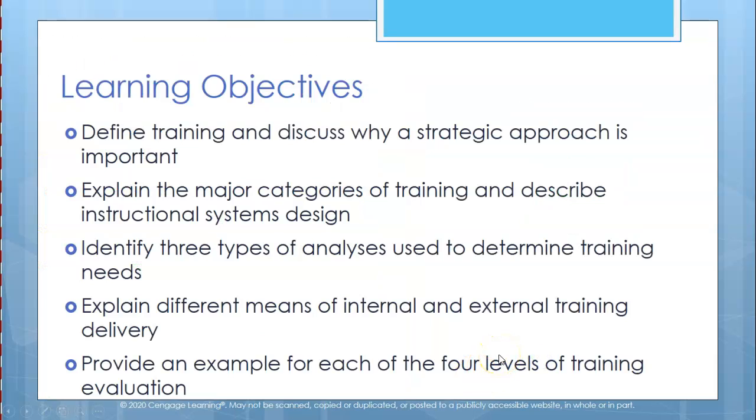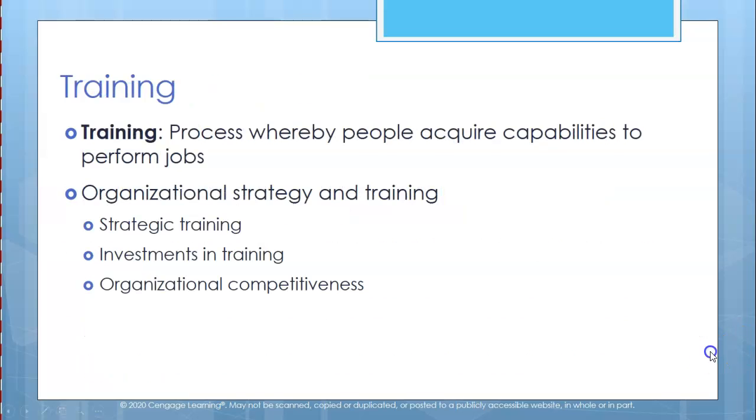So what are we going to be talking about today? We're going to be talking about why training is important to organizational strategy. We're going to be talking about the major categories of training and also some of the ways that we analyze how we should train, who we should train, and what means we should use to train. We're also going to be exploring, for example, when it's appropriate to do internal versus external types of training.